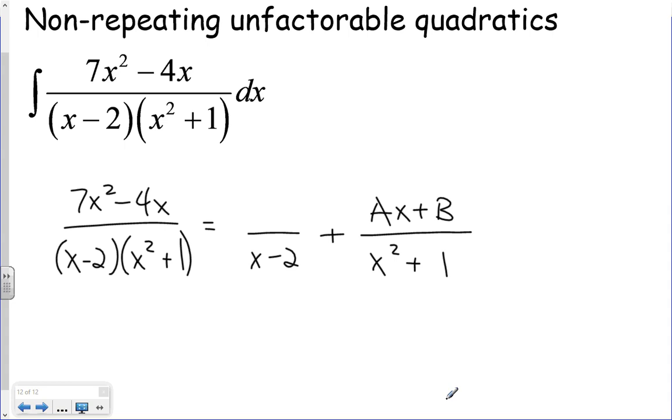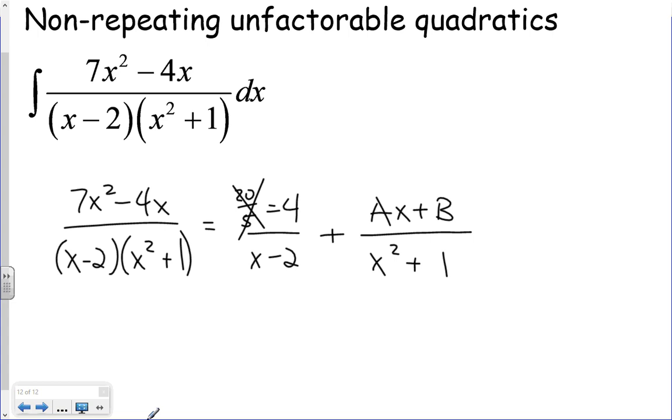Now, I left off the x minus 2 numerator because we can use our cover-up method to come up with that. In fact, let's try that out. Let's cover up the x minus 2, and we're going to plug in a 2 and see what we end up with. When I plug in a 2, I'll have 7 times 2 squared. 7 times 4 is 28. Minus 4 times 2, that's 8. So 28 minus 8 is going to give me 20. And in the denominator, I end up with 2 squared is 4 plus 1 is 5. So I end up with 20 over 5. That's 4, right? So the numerator there is 4. Again, if you can help yourself out by finding one of the unknowns using that cover-up method, do it. That'll save you some work later on.